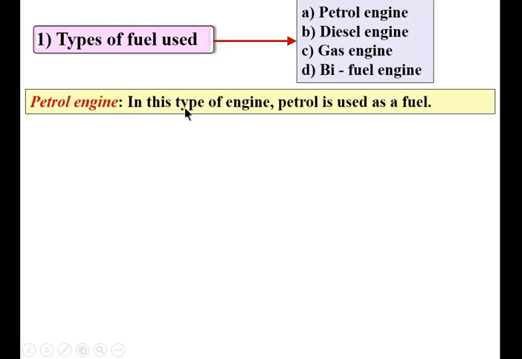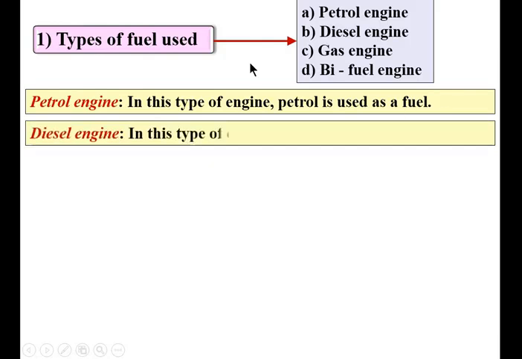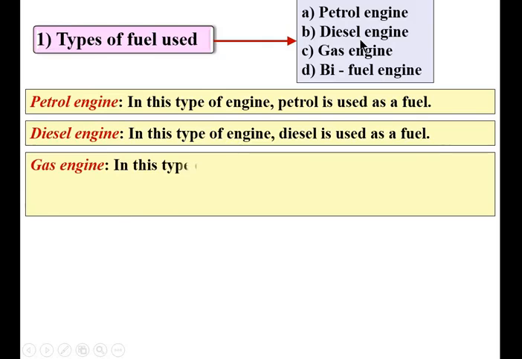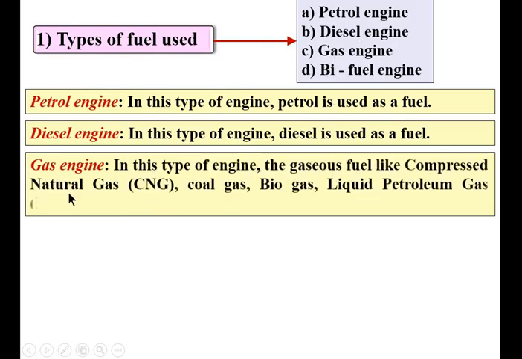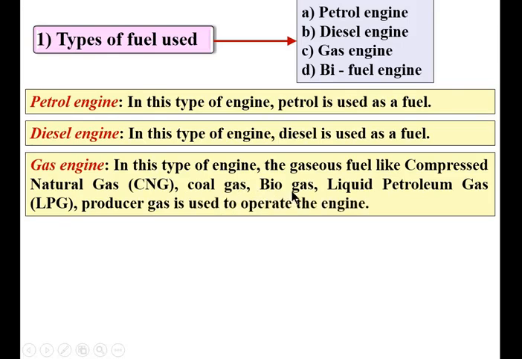Petrol engine. In this type of engine, petrol is used as a fuel. In diesel engine, diesel is used as a fuel. So very simple to remember. In petrol engine, petrol is used. In diesel engine, diesel is used as a fuel. Next, in case of gas engine, gaseous fuel like compressed natural gas, coal gas, biogas, liquid petroleum gas, producer gas is used to operate the engine.